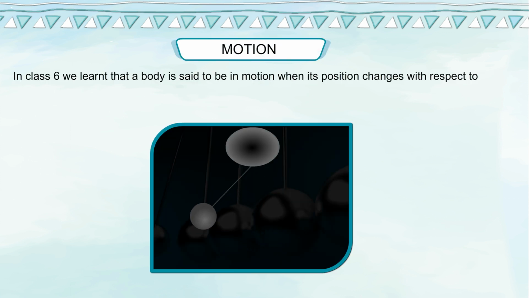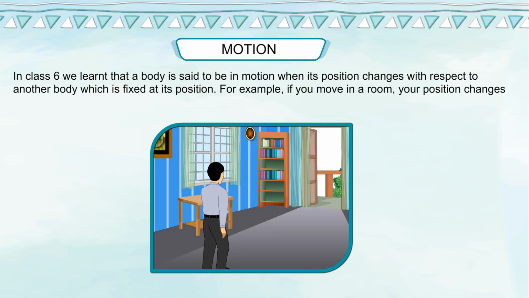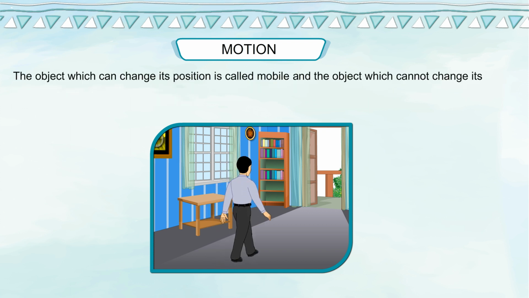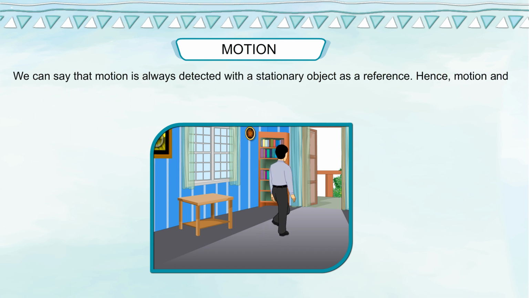Motion. In Class 6, we learnt that a body is said to be in motion when its position changes with respect to another body which is fixed at its position. For example, if you move in a room, your position changes with respect to the door which is fixed. The object which can change its position is called mobile, and the object which cannot change its position is called stationary or an object at rest. We can say that motion is always detected with a stationary object as a reference.